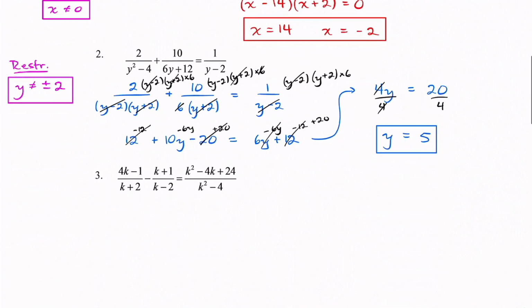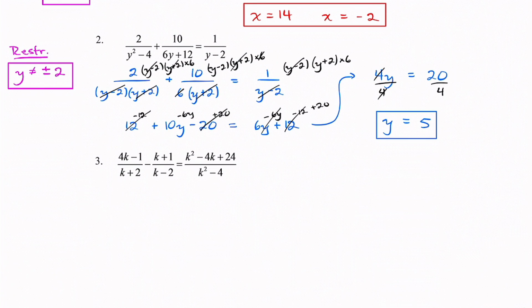We got one last question here now, number 3. So first step, let's start to factor everything. In the first one, can't do any factoring, just leave it as it is. So denominator, k plus 2. The next one, can't factor the numerator, k plus 1, so leave that. Can't factor the denominator. Then we got equals.